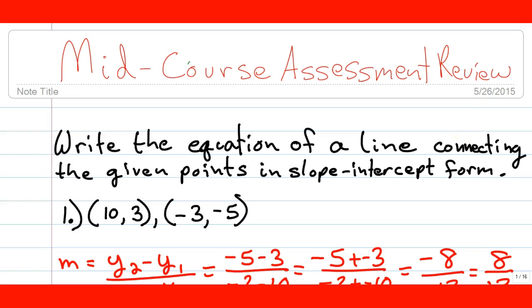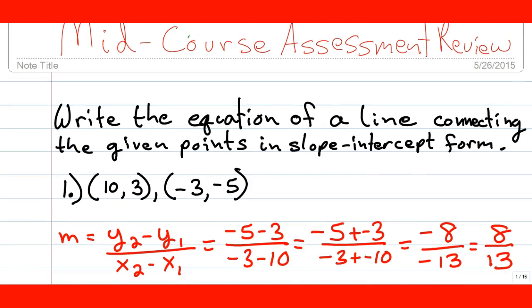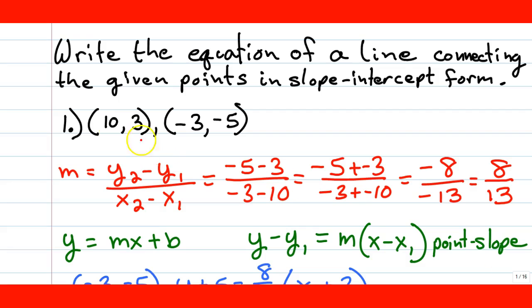Intermediate Algebra Mid-Course Assessment Review. Question 1's instructions read, write the equation of a line connecting the given points in slope-intercept form. In question 1, we're given 2 points on the line, (10, 3) and (-3, -5).